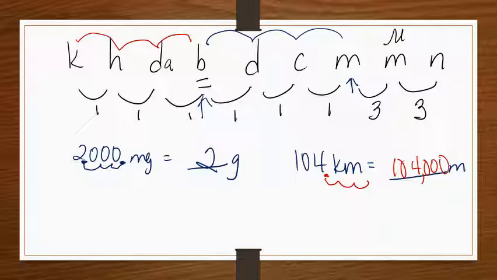We'll get more practice with this later in the unit, but this hopefully just shows you what I mean about moving in a particular direction on the metric conversion chart here, and knowing the direction and how many places to move the decimal point.